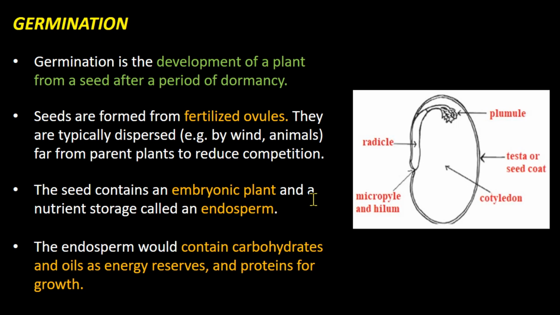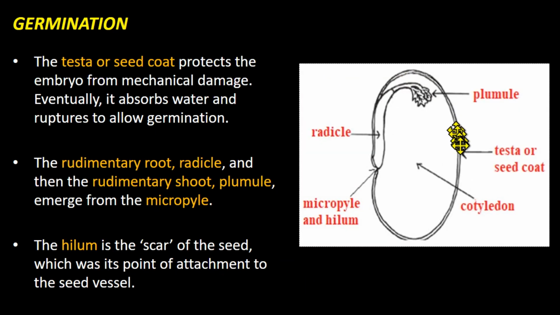So if you were to relate it to a human, the embryonic plant would be like a little baby inside, or fetus, and the endosperm would be like the placenta. The endosperm would contain carbohydrates and oils as energy reserves and proteins for growth. The tester, or the seed coat, protects the embryo from any mechanical damage or any injury.